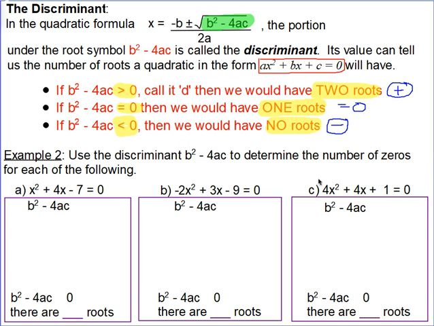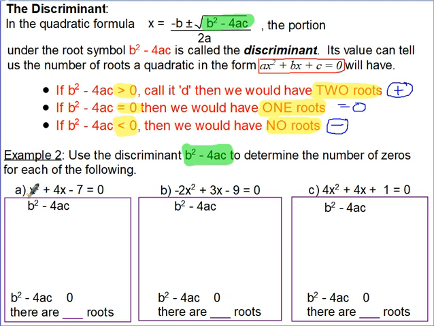Example 2 says, use the discriminant, which we know is underneath the square root, b squared minus 4ac, to determine the number of zeros, or the number of roots, for each of the following. So let's have a look at part A. Again, we have to make sure these quadratic equations are in standard form, ax squared plus bx plus c equals 0. We want it to equal 0.